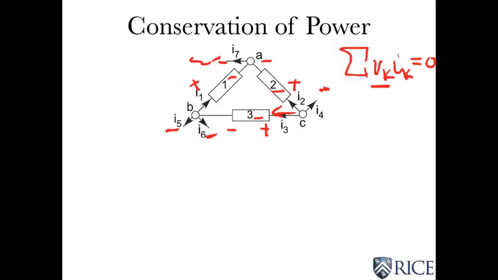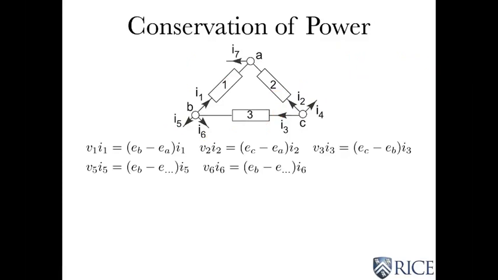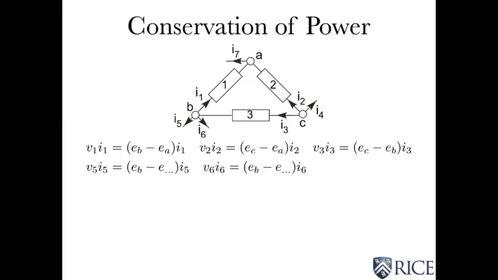Okay? So here's what we're going to do. We're going to write VK IK for each element using the node voltages. Okay? So let's look at element 1. Let's see, I1 goes that way, that means it's plus to minus that way, so that means it's EB minus EA. That's what I wrote there.